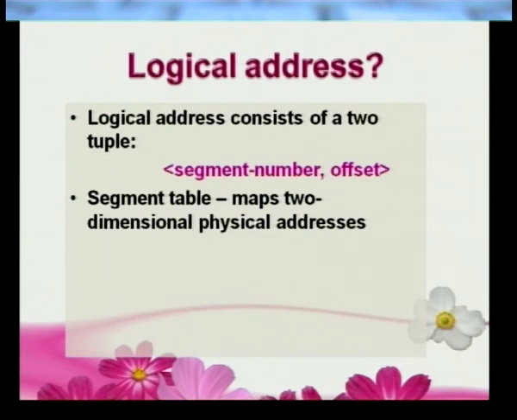There we have referred to as displacement. Only the name differs. Here segment number and offset form a pair, which are getting mapped to the 2-dimensional physical addresses. Where will the segment number and offset be available? In a table called the segment table.